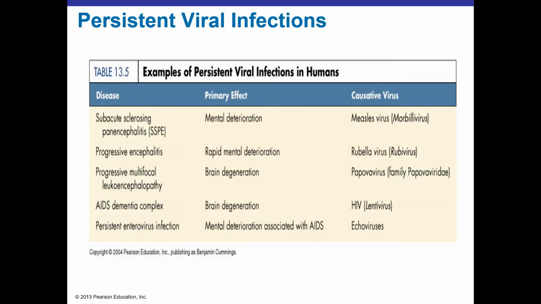So some examples of persistent viral infections, as we just said, the subacute sclerosing panencephalitis from the measles, but there's also a progressive encephalitis from rubella, which is the German measles. HIV, we believe some of the AIDS dementia complex may be part of the HIV being a persistent viral infection, and we see some of the enteroviruses as well can be associated with mental deterioration that can be associated even with AIDS.